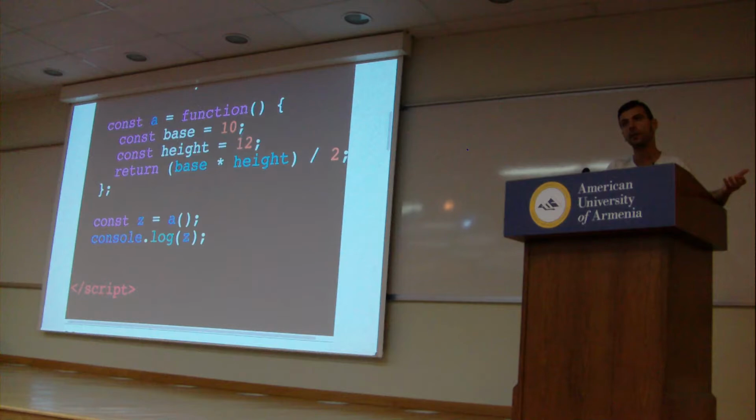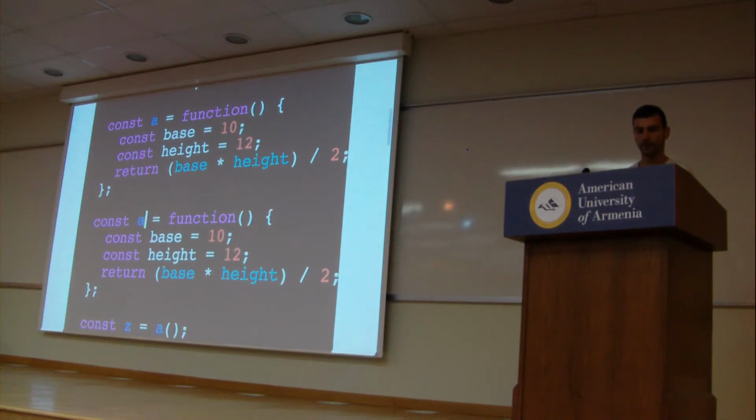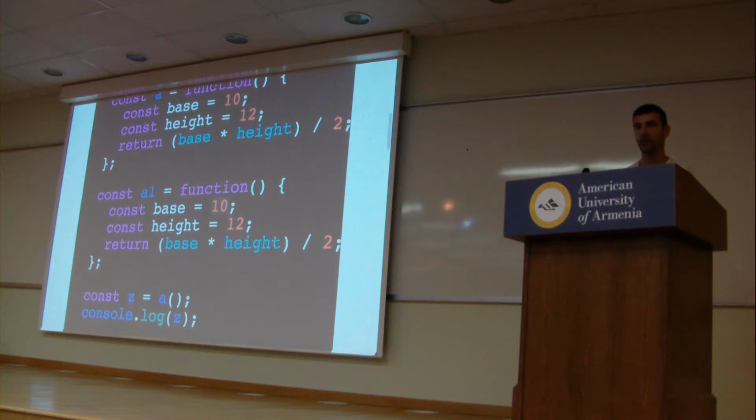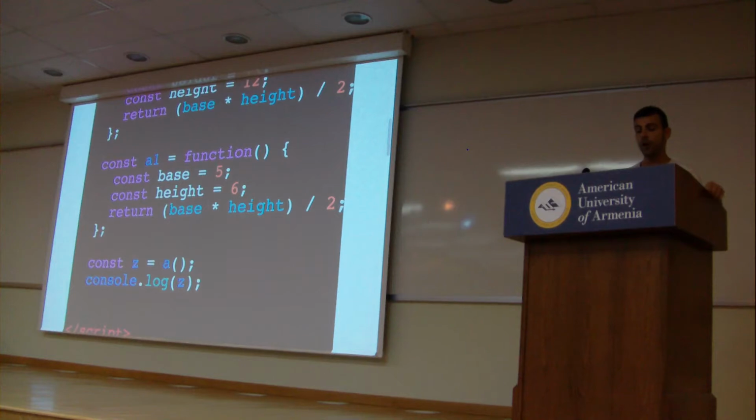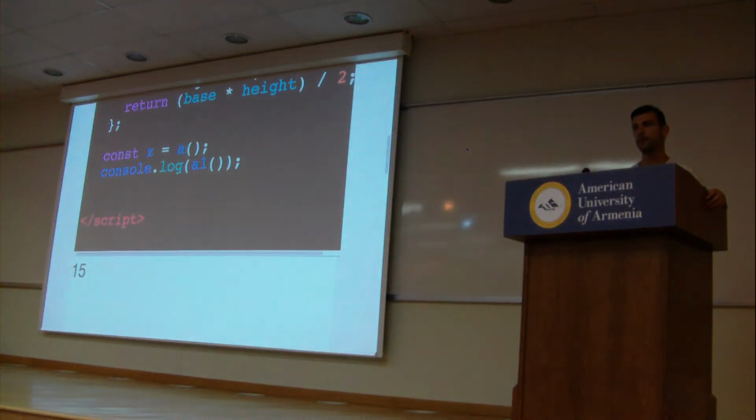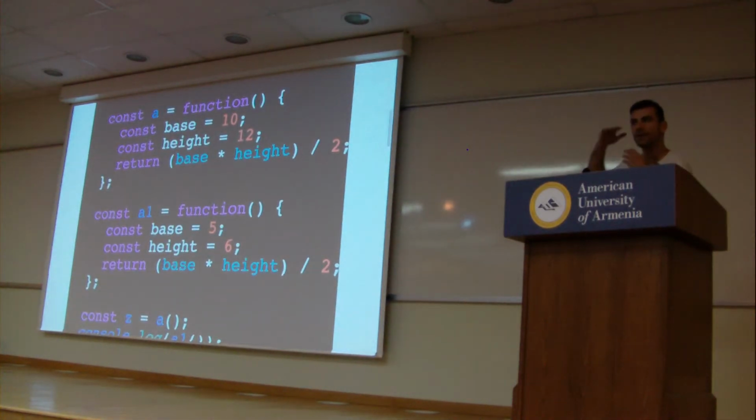What would I do then? I would have to write another function, right? I would have to do this. Make this A1. I would have to have 5 and 6. And then now I can run A1 and get 15. But can you imagine writing this much code every time you want to compute? It's ridiculous, right? It's not very smart. So there must be a better way to do this. And sure enough, there is.